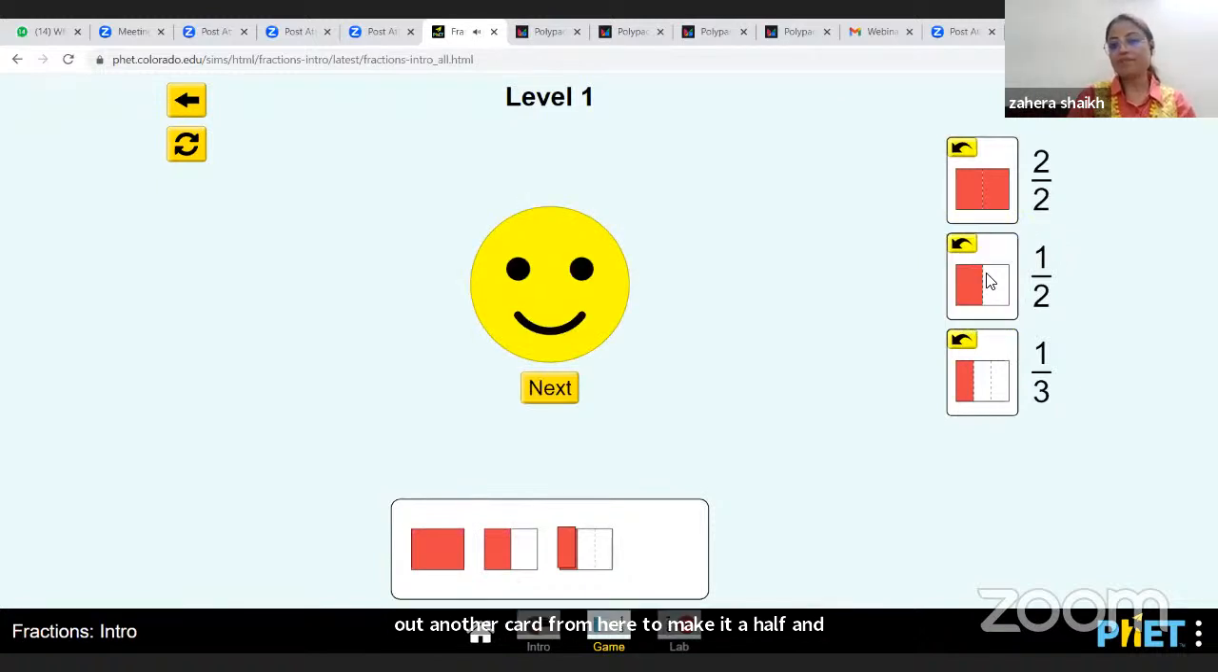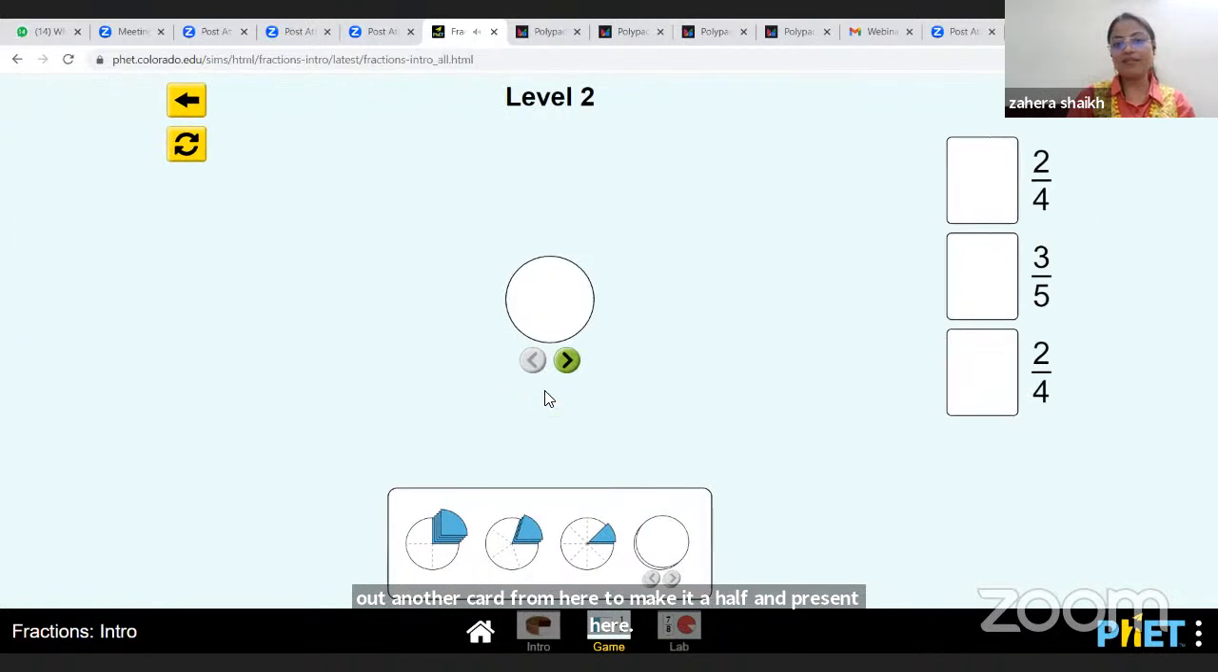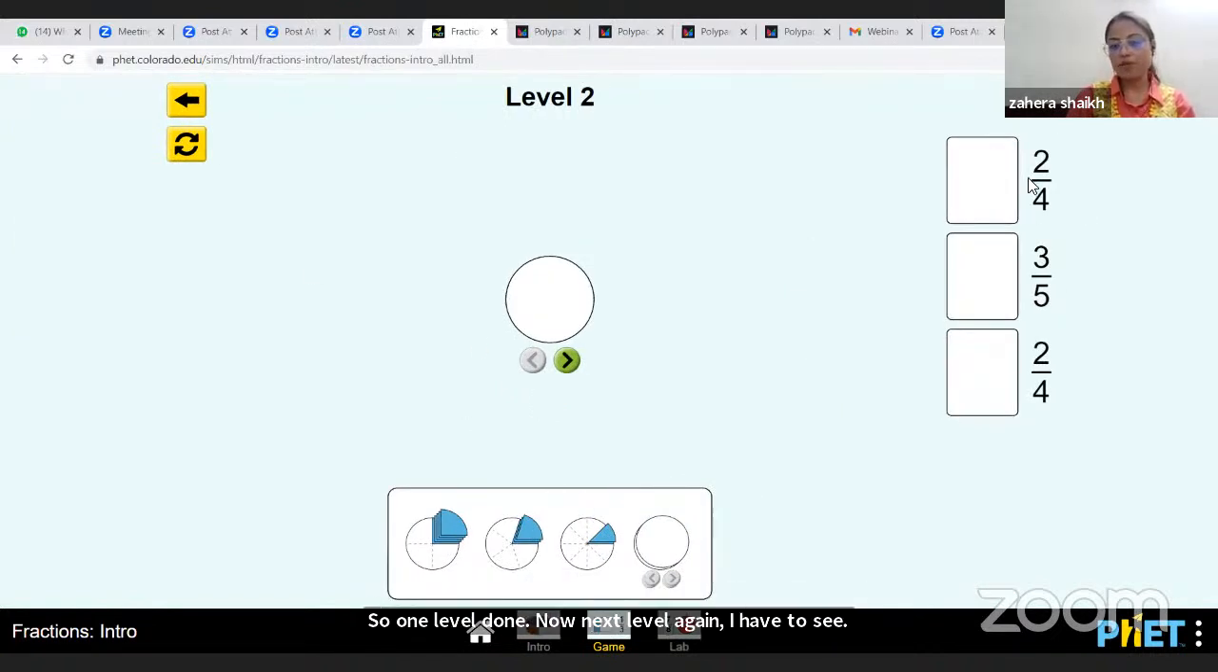So one level done. Now the next level, again I have to see, okay, there is 2 by 4. Now I have to identify and try to understand which has the correct number of equal parts. So I can see 1, 2, 3, 4, 5. Okay, I can make the drawing or the representation for this 3 by 5. 5 parts. Yes, no, it's 4 parts. 5. Yes, now I got it.